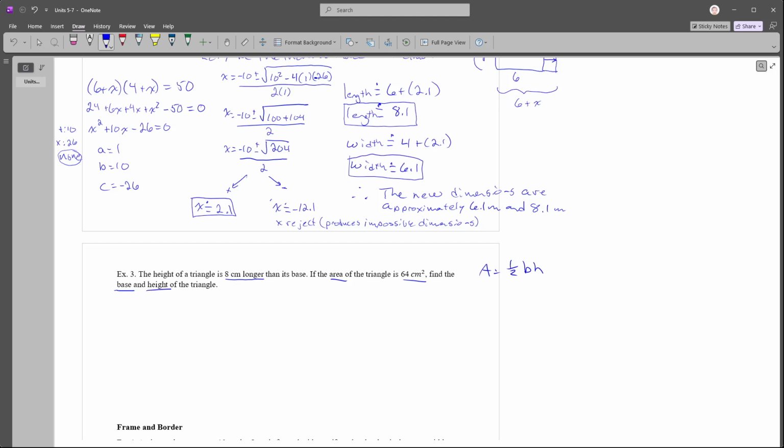So let's start off with some let statements. First of all, let x be the base of the triangle, and y will be the height.